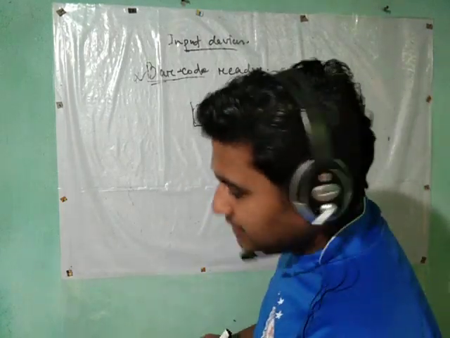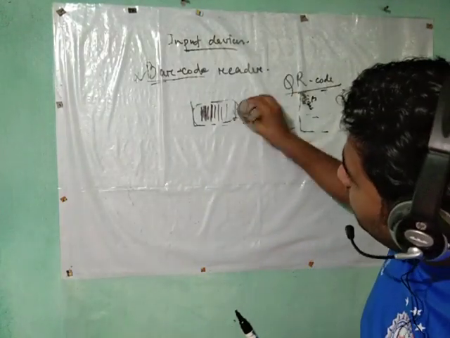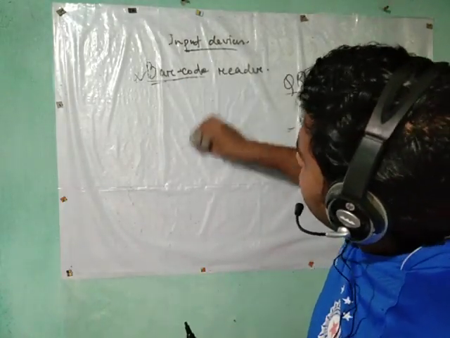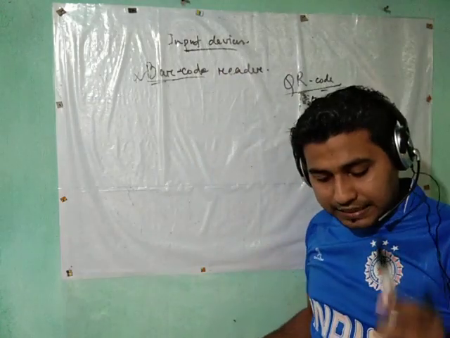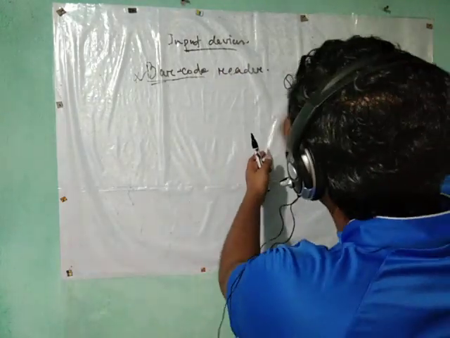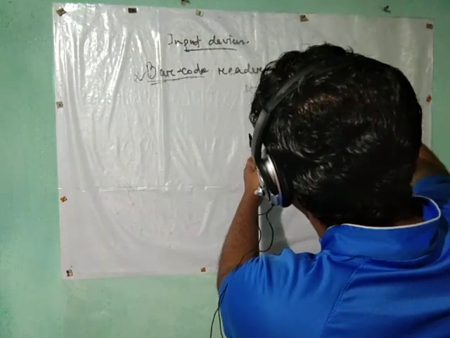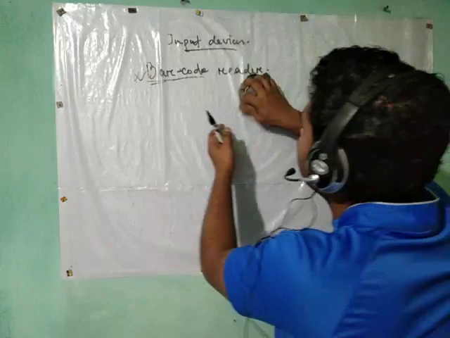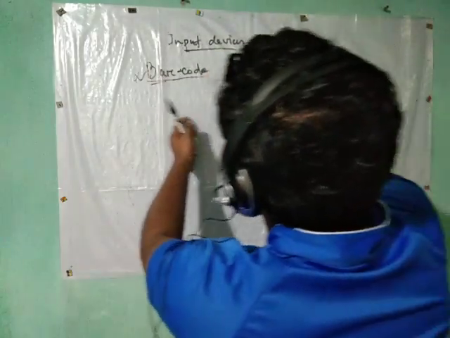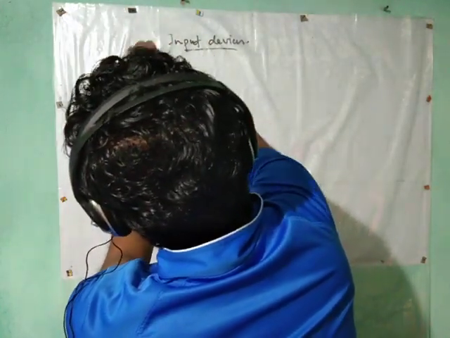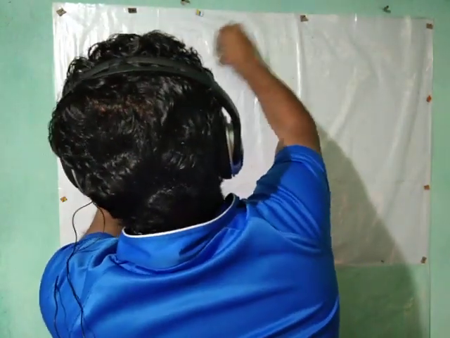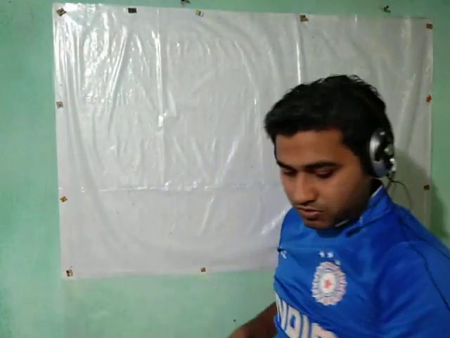Now we will move to the second topic, and that is what? Magnetic ink character reader. It is not called MICR. MICR is something different. The full form of MICR is magnetic ink character recognition. But now I am talking about the magnetic ink character reader.